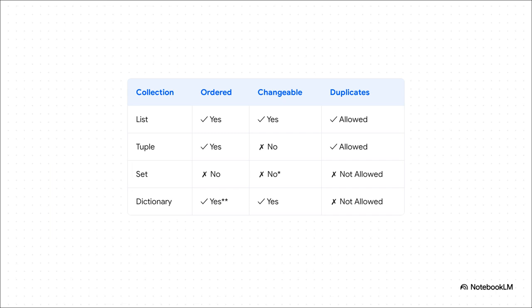This table here is a fantastic cheat sheet. You can see a list is your everyday workhorse. It's ordered, you can change it, and it loves duplicates. A tuple is like a list you can't change. But then look at set. It's not ordered, its items are unchangeable, and it allows absolutely no duplicates. It has a very specific and very powerful job.